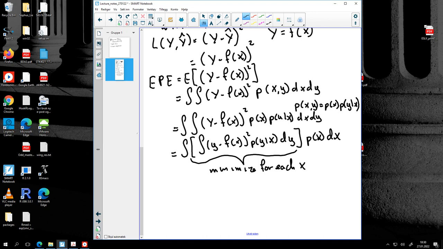So this means that we need to find f of x, which is the value, and I write this as the argmin, the value, let's call it c, which minimizes this inner integral, where I now just put in a value c for f of x, p of y given x dy. So this is the task that we now want to minimize.